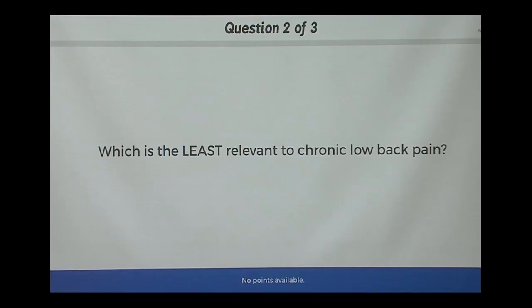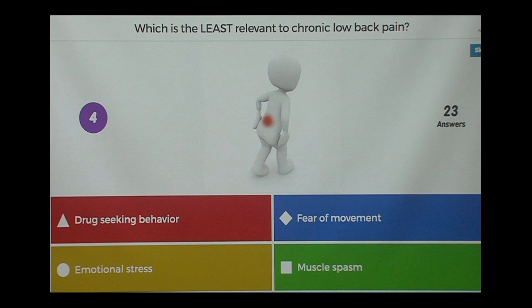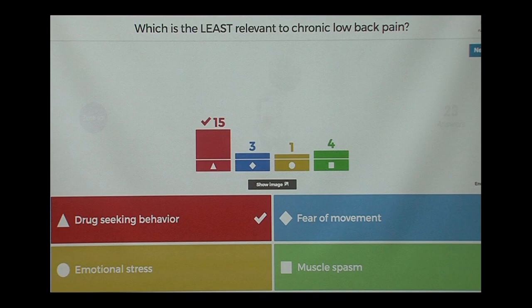Very good. So next one, which is the least relevant to chronic low back pain? Least means not likely. Drug-seeking behavior, fear of movement, emotional stress, muscle spasms. Very good. Drug-seeking behavior: we sometimes use opioid medication for pain control, but drug-seeking behavior is different from opioid dependence or opioid addiction. It's not related to the back pain.